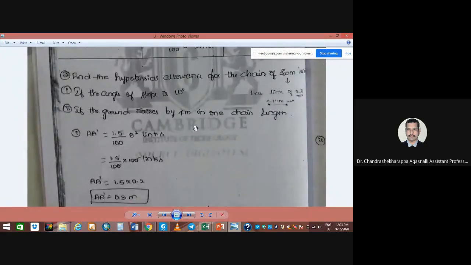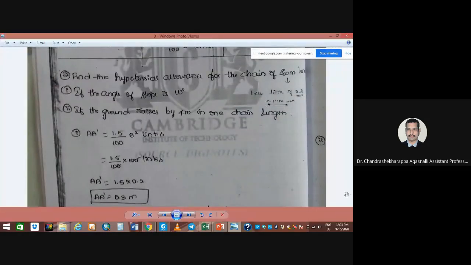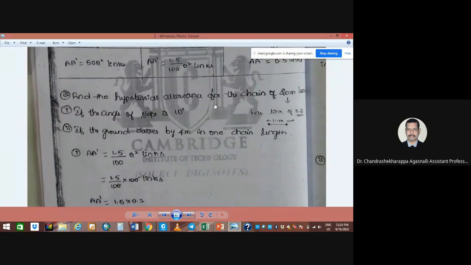Right. So here is another problem: find the hypotenusal allowance for a chain of 20-meter length, and it has a length of 0.2 meters. If the angle of slope is 10 degrees, that is, if the ground rises by 4 meters in one chain length.